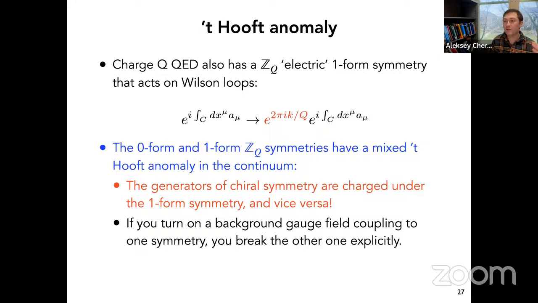Now, this model has a 't Hooft anomaly as well, and that's also reproduced at finite lattice spacing. There's a Z_Q electric one-form symmetry in this model that acts on Wilson lines by multiplying them by a phase, and the zero-form Z_Q chiral symmetry and one-form Z_Q symmetry have a mixed 't Hooft anomaly in the continuum theory, because the generators of chiral symmetry are charged under the one-form symmetry and vice versa. So if you turn on a background gauge field coupled to one of the symmetries, you break the other. So how does this appear on the lattice?